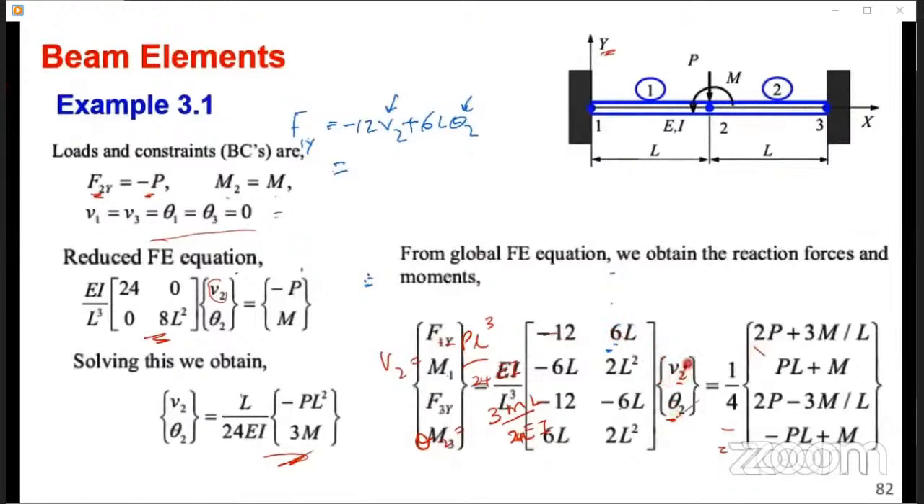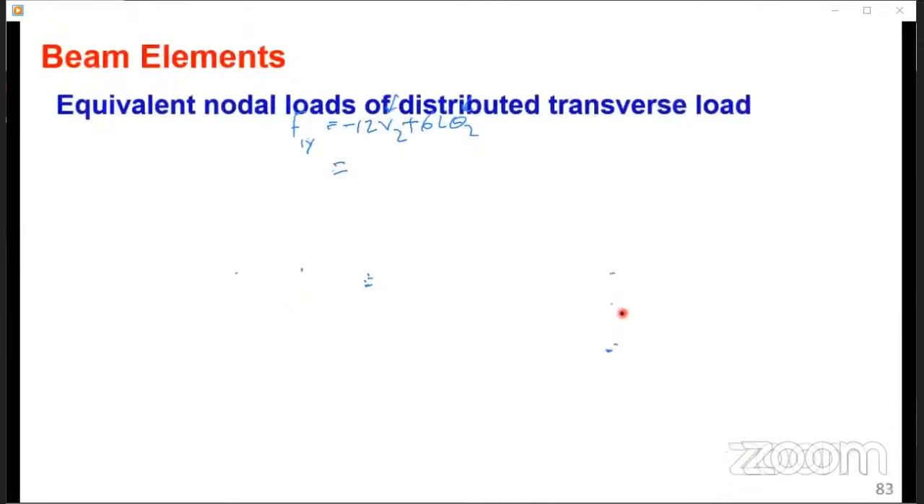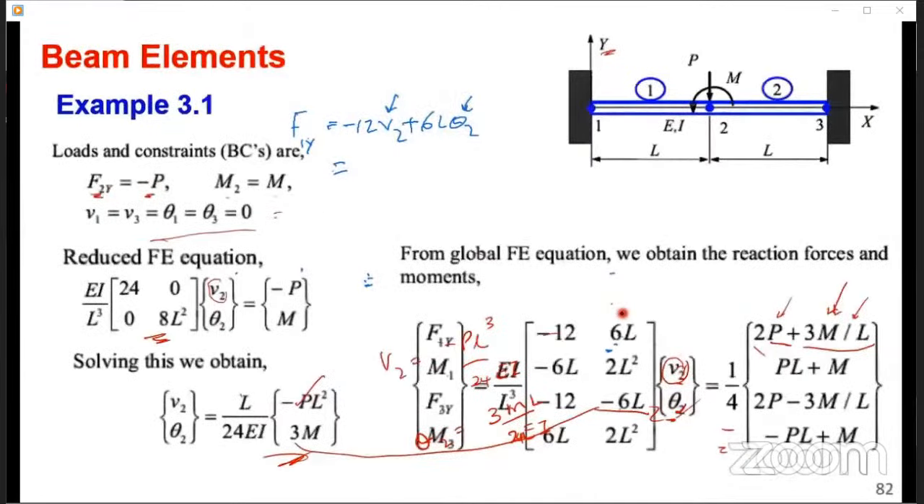And when you substitute V2 from what you have obtained here, and theta 2, which you already determined here, then you are going to get F1y equal to a quarter of (2P plus 3ML). If M, L, and P were given as numeric values, you can go ahead and substitute to get it as a single value. And that's it. It's very simple. The solution for this is very simple.